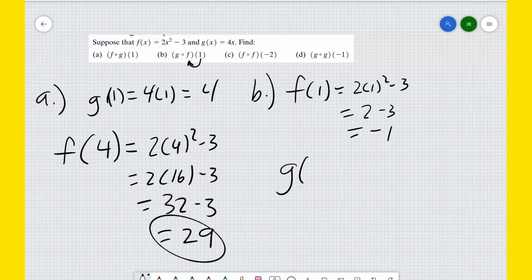Then I do g of that result. So I'm doing g of negative 1. And so that's going to be 4 times negative 1, which is negative 4.